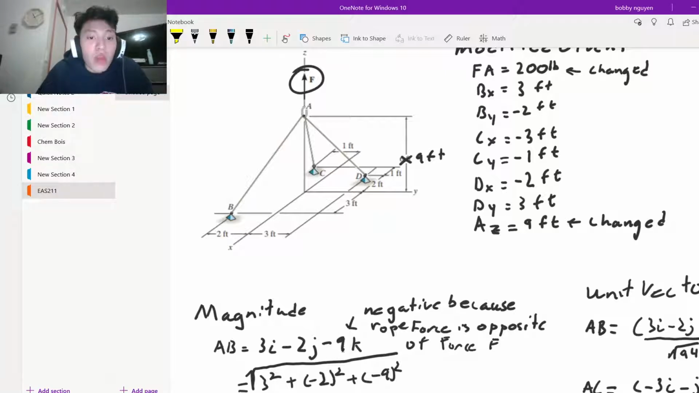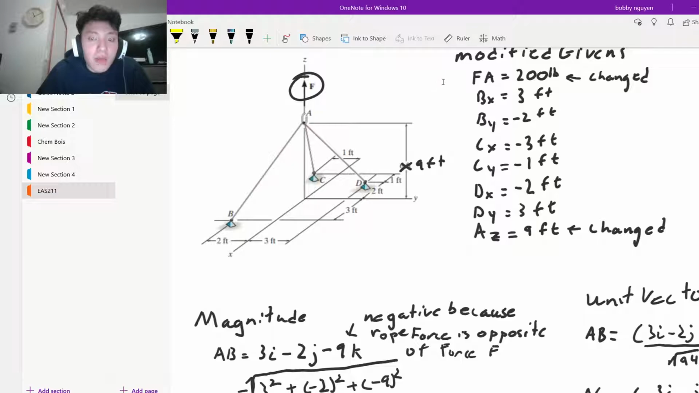And the reason why it's -9 is, if we remember, the force of the rope will act in opposition to the force F right here, and because force F is pointing up, it must mean the rope force points down. So that means it's negative.